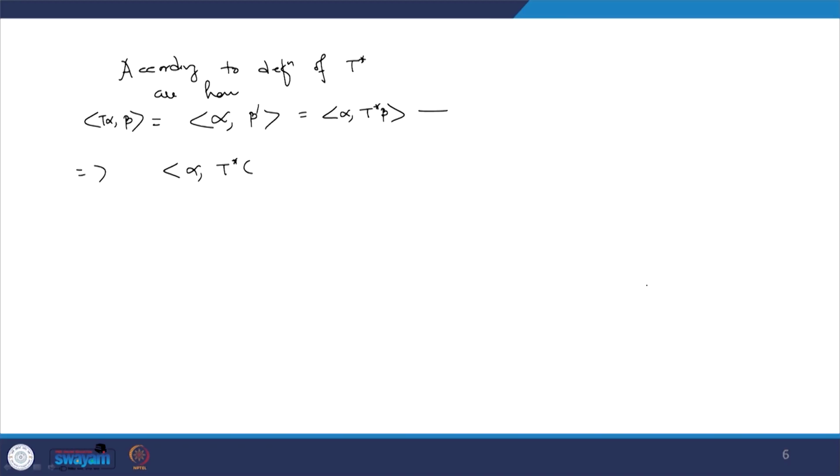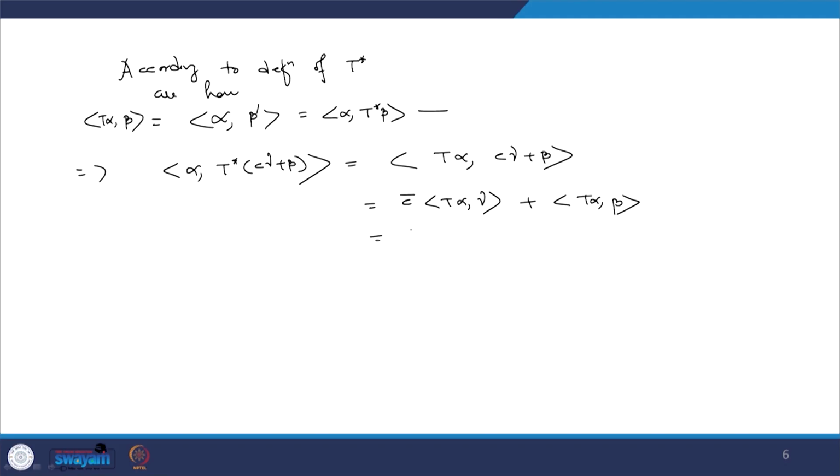Okay. So, accordingly we have, now this is equal to inner product of alpha, T star and C gamma plus beta. We know this is equal to T of alpha, C gamma plus beta. This is equal to C bar inner product of T alpha and gamma plus inner product of T alpha and beta. This is equal to C bar.